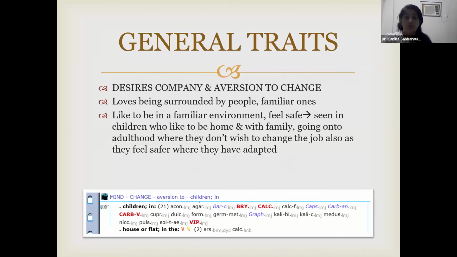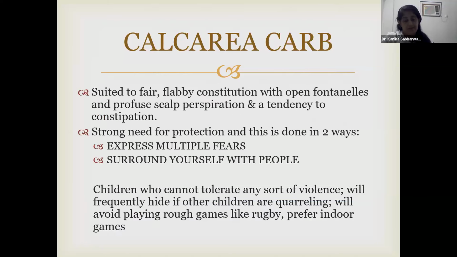They like company because it's a form of support. And as I told you in the past, they like their comfort zone. So aversion to change. Can you see Baryta carb and Calcarea fluorica in aversion to change? Okay. Aversion to change, the house of flat, Calcarea carb. So anything that's familiar just sticks because I have adapted to this environment. That itself was a struggle for me. I don't want to go through that again. So these are the core themes of Calcarea.